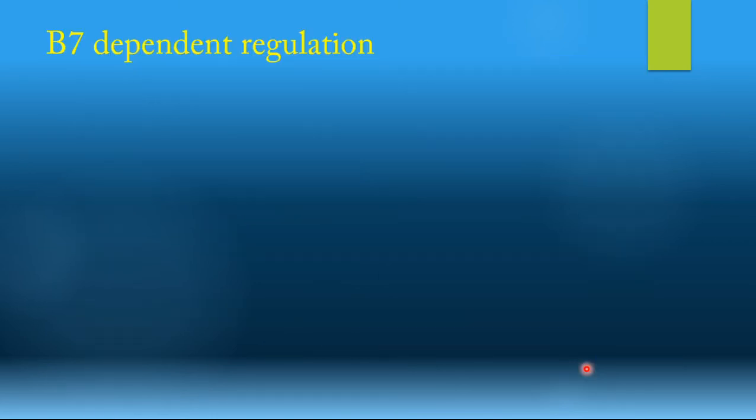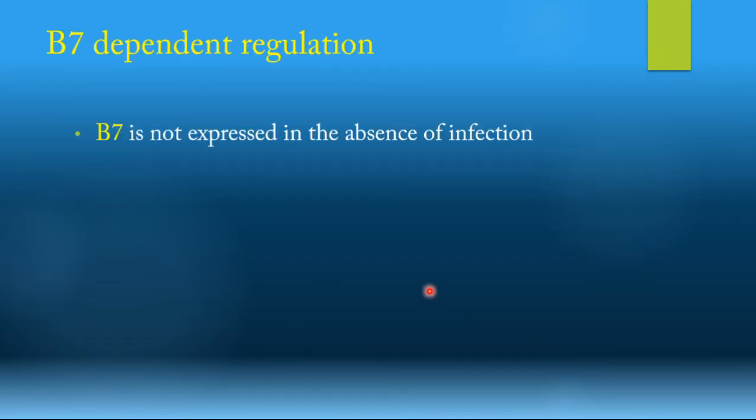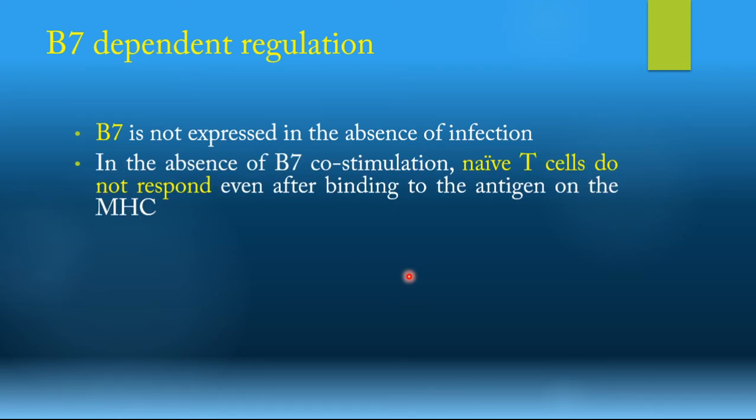So let's talk a bit about the B7 dependent regulation. The B7 on the APC is not expressed in the absence of infection. So when there's no infection, we don't want the T cells to be activated, and so we don't express the B7. In the absence of B7, this naive T cell will not respond even after binding to the antigen on MHC. So the naive T cell cannot respond, cannot be fully stimulated unless there's also B7 co-stimulation.